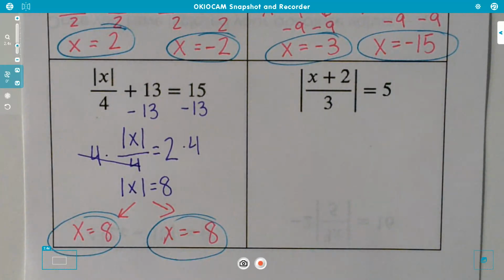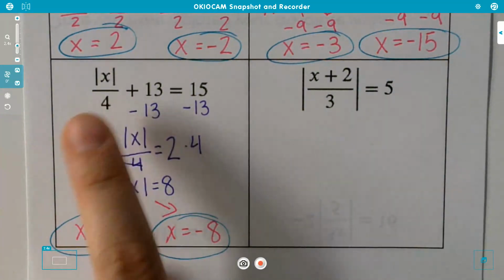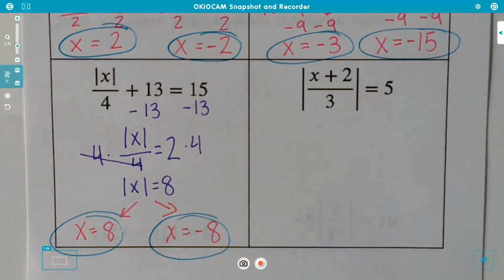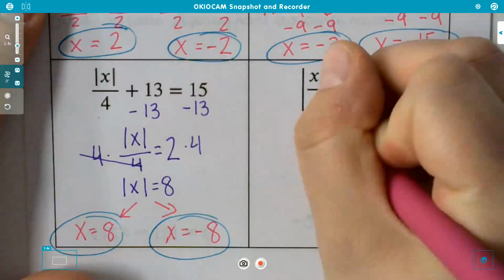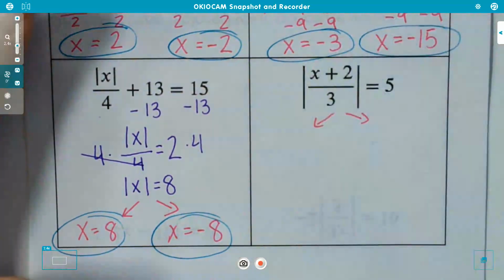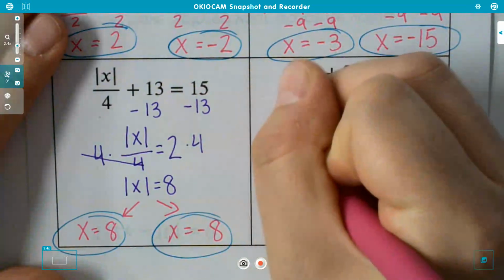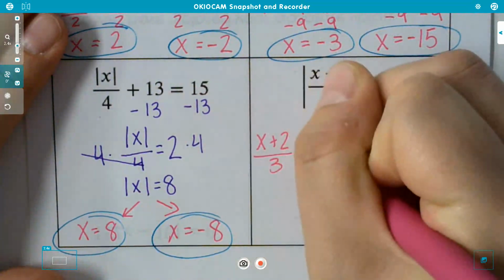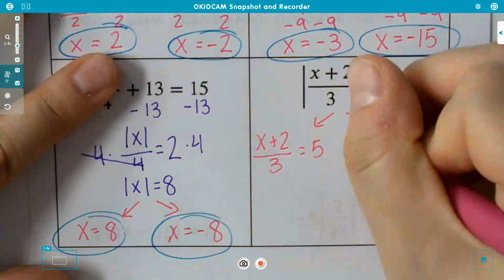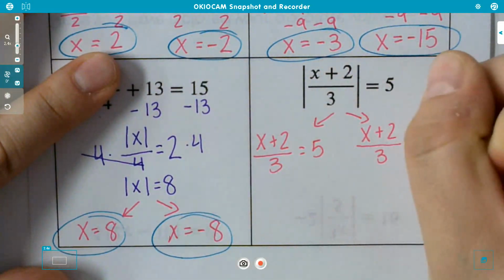All right, any questions about that one? Okay, so in this one, x was the only thing inside the absolute value sign. What's inside the absolute value sign here? Everything, all of it. So if everything's inside the absolute value signs, the very first thing that we're going to do is split. So this one we didn't split until the very end. This one we get to split at the very beginning. So we're going to split at the very beginning into x plus 2 over 3 equals 5, and x plus 2 over 3 equals negative 5.